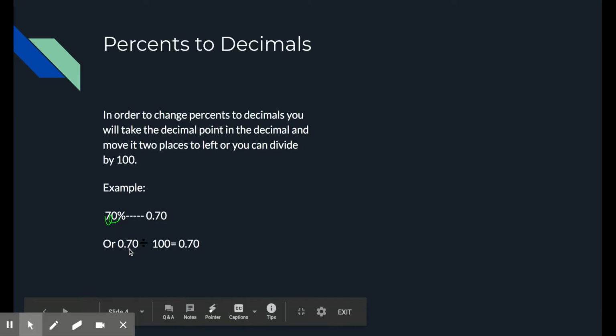Or I can do 0.70 divided by 100 and get... I'm sorry, that shouldn't have said 0.70. That should say 70%. Or I could do 70% and divide that by 100 and get 0.70. Okay, sorry for this little typo. This typo should be a 70. It should be your 70 divided by 100 and you get 0.70.